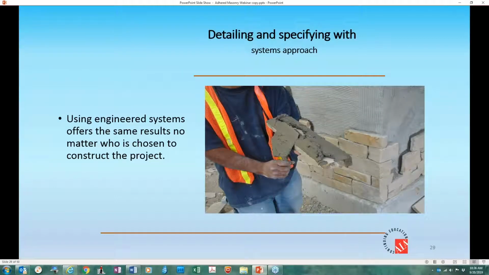Now, before I talk about this picture, this unit is not fully buttered. It looks like he's pretty close. The backside of that unit will be fully encapsulated with mortar before he sets that unit.